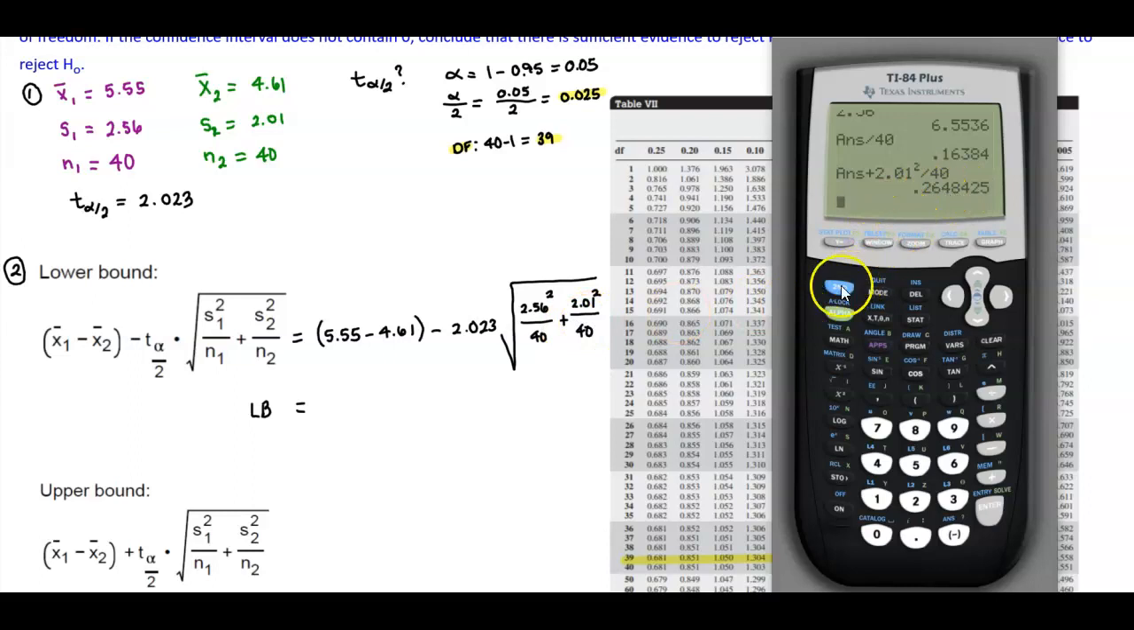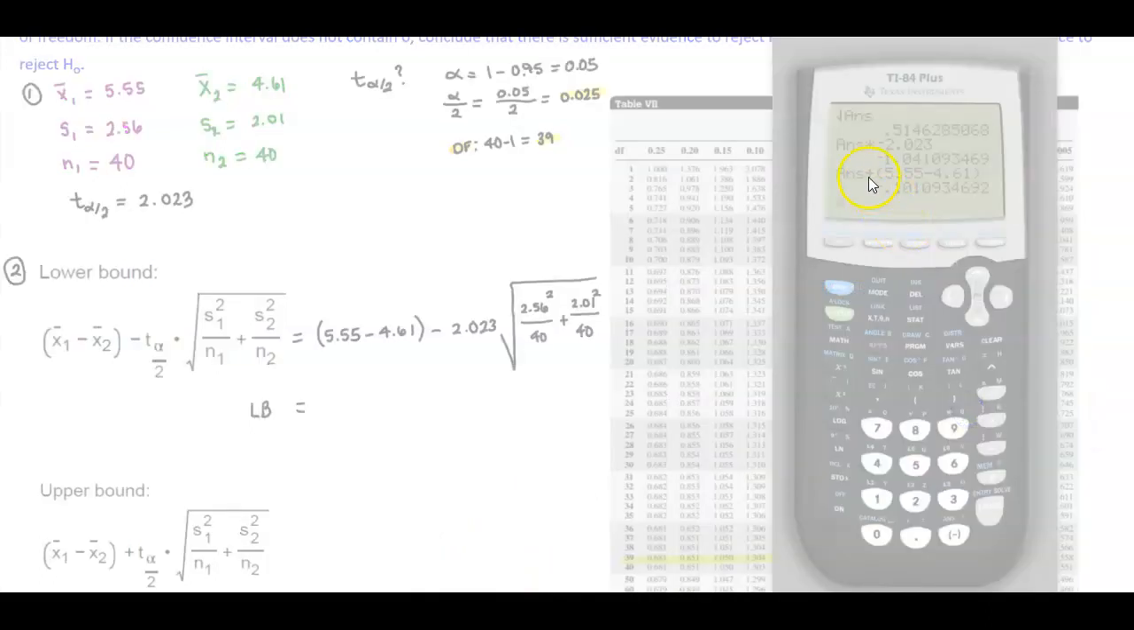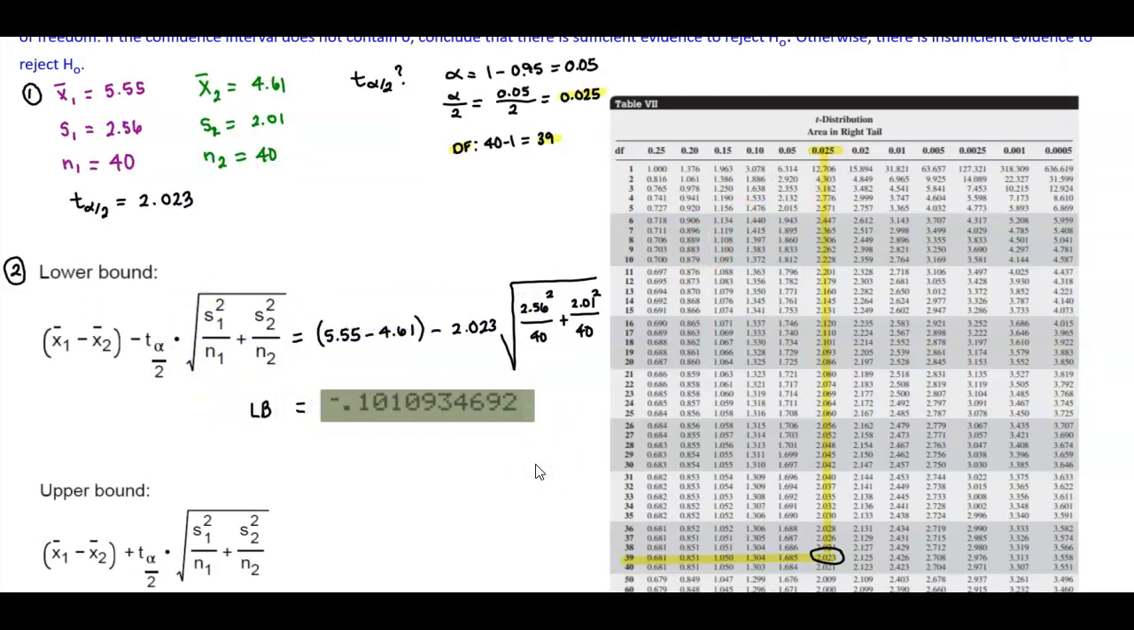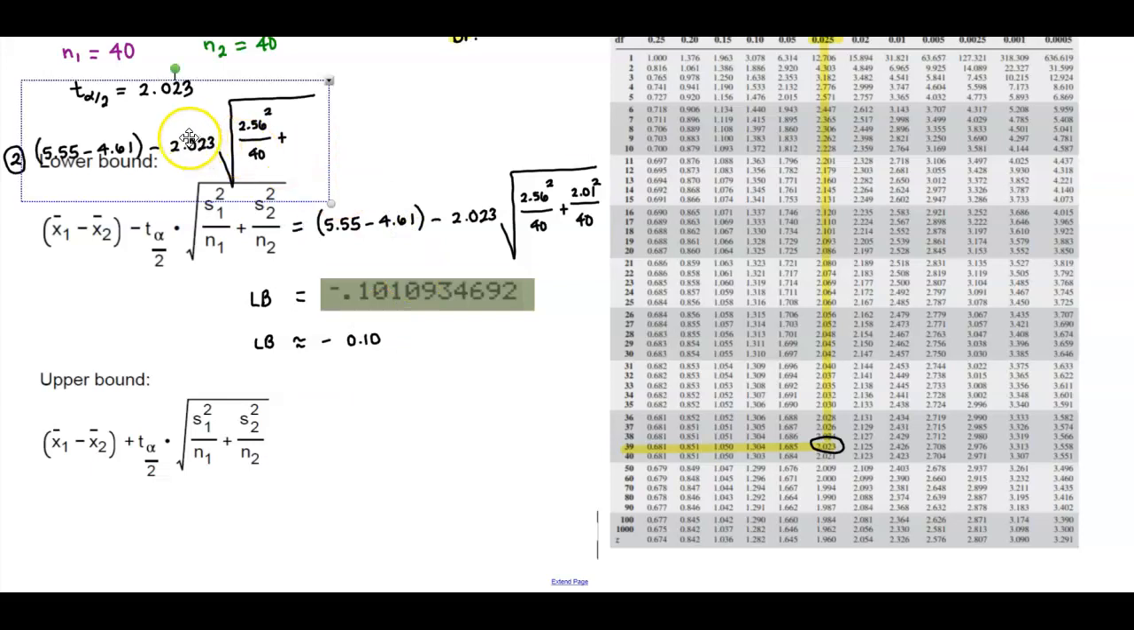Now we're going to take the square root of this answer. So we're going to take second square root, and then second answer, because it's pulling this answer here, and then hit enter. And then we're going to multiply it by negative 2.023. Okay, and then we're going to add the following: 5.55 minus 4.61. We put that in parentheses. And then we get the following answer. Okay, so we're going to round this to 2 decimal places. So we get negative 0.10.